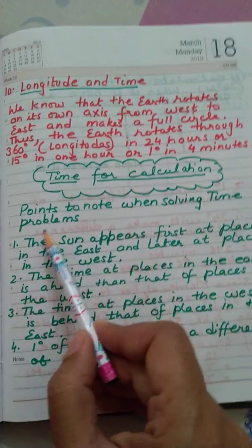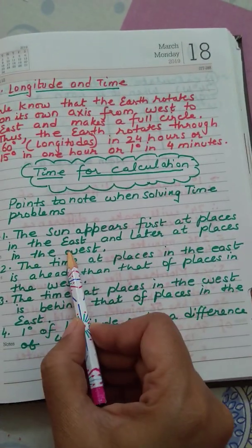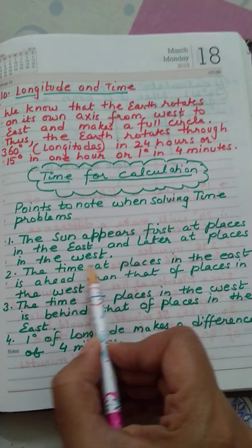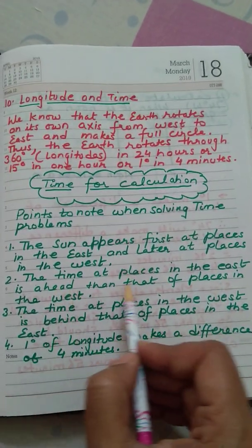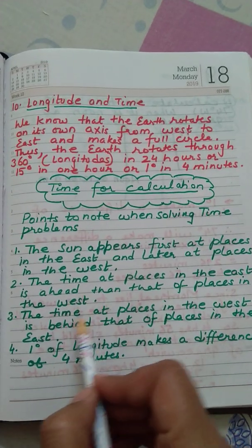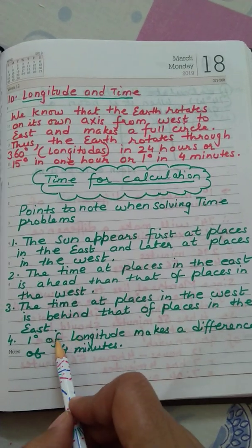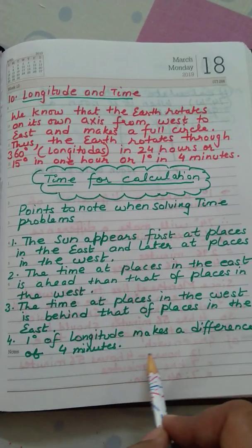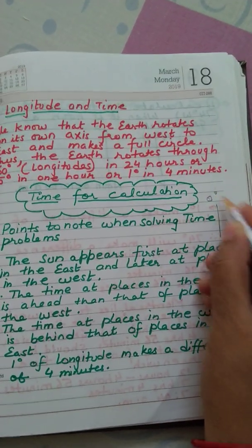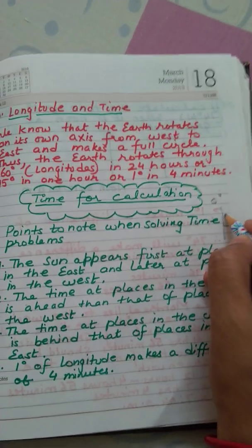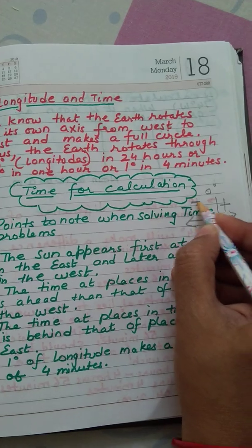Points to note when solving time problems. As we know, the sun always appears first at places in the east, later at places in the west. Second, the time at places in the east is ahead of that of places in the west. The time at places in the west is behind that of places in the east. 1 degree of longitude makes a difference of 4 minutes. It means 0 degree is the prime meridian. If we move toward east, time will be ahead, and if we move toward west, time will lag behind.